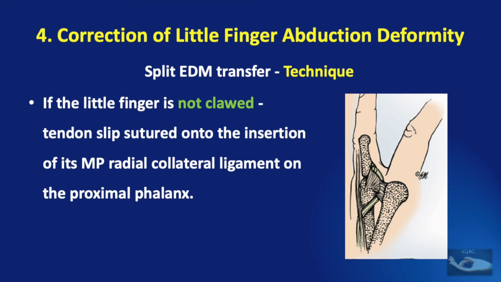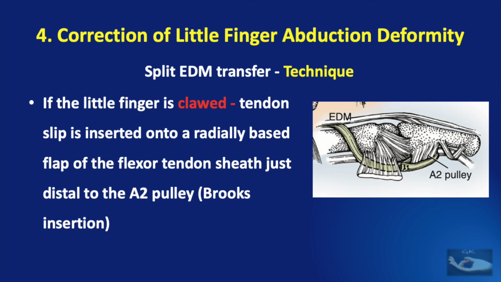If the little finger is not clawed, the tendon slip is sutured onto the insertion of its metacarpophalangeal radial collateral ligament on the proximal phalanx. But if the little finger is clawed, the tendon is inserted onto a radially based flap of the flexor tendon sheath just distal to the A2 pulley, otherwise known as the Brooks insertion. Now this is done so that we can achieve not only adduction of the little finger but also flexion of the metacarpophalangeal joint and hence correction of the claw deformity of the little finger.